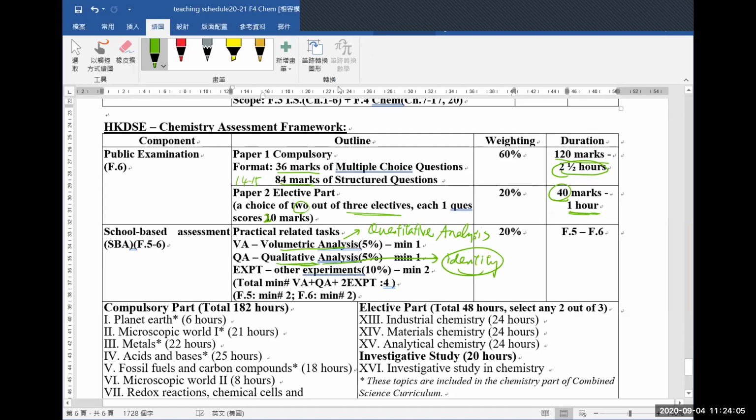While volumetric analysis uses titration. Do you know anything about titration? The setup will be this. The people would hold a conical flask, swirl it, and let the solution run down and then do the experiment. It's a type of titration. It is used to find out the amount of certain chemicals inside the sample.